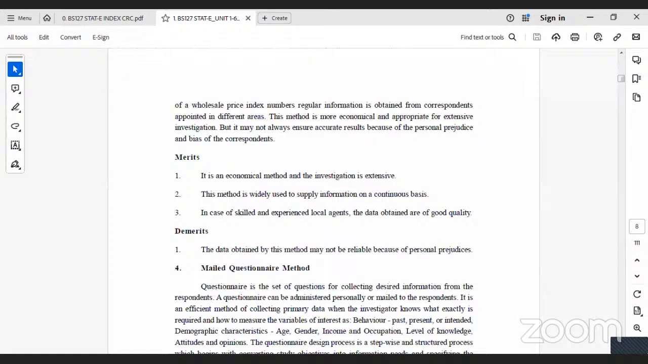So this is the one merit. It is an economical method and the investigation is extensive. This method is widely used to supply information on a continuous basis.